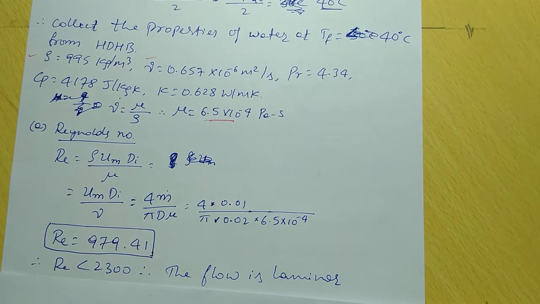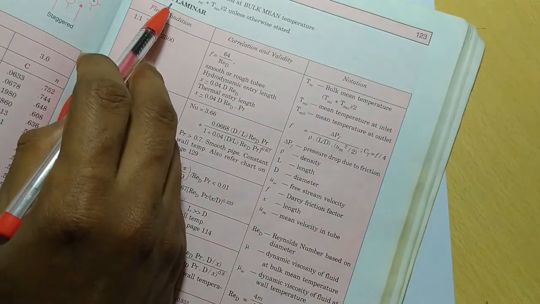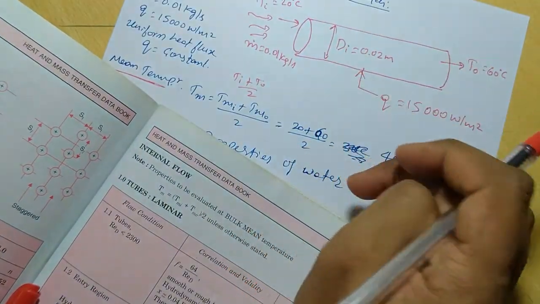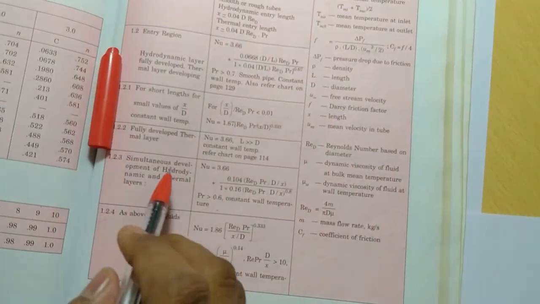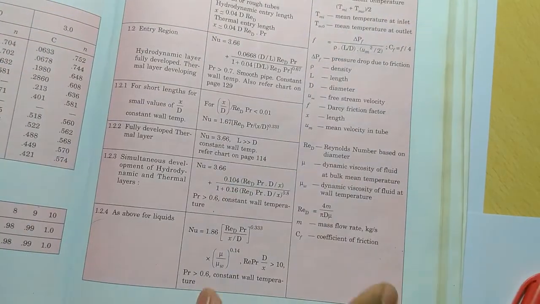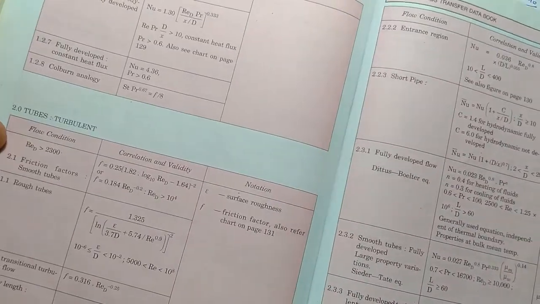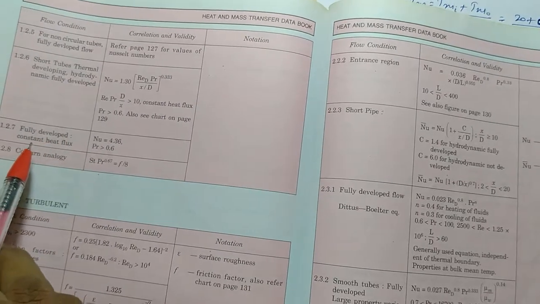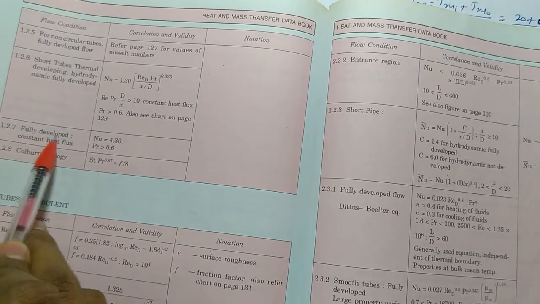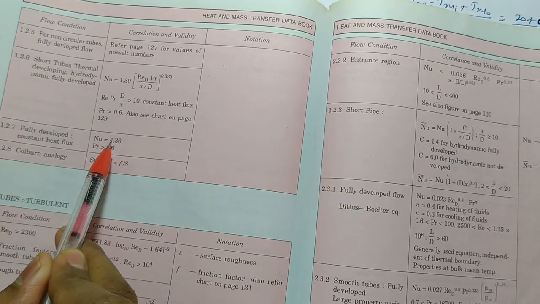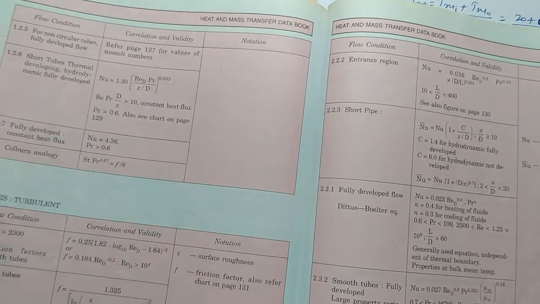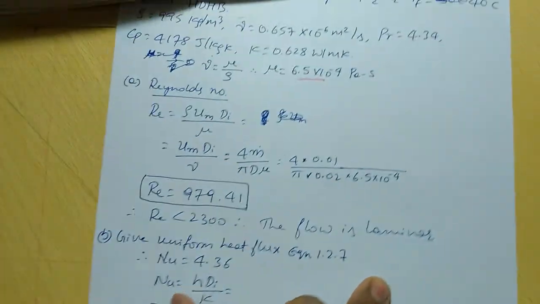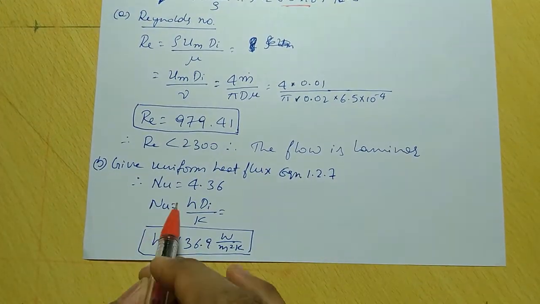Since the flow is laminar, what do we have to do? This is the constant heat flux condition, q is equal to constant. Now see the data handbook. For constant heat flux condition, fully developed flow, the Nusselt number is equal to 4.36. There is no equation, it is a constant term, so you directly substitute it. Nu is equal to 4.36.